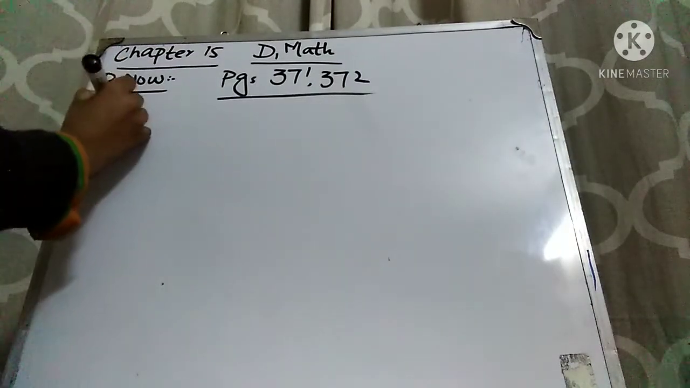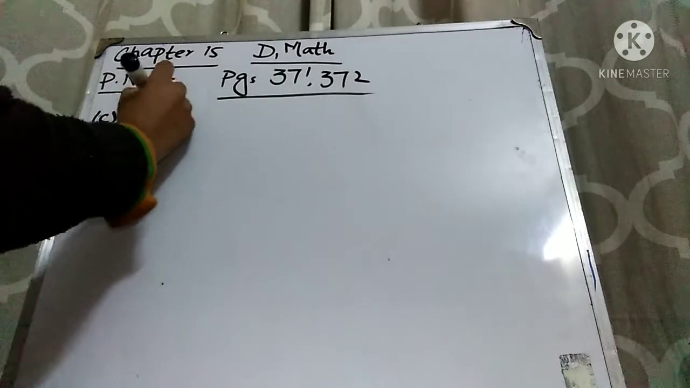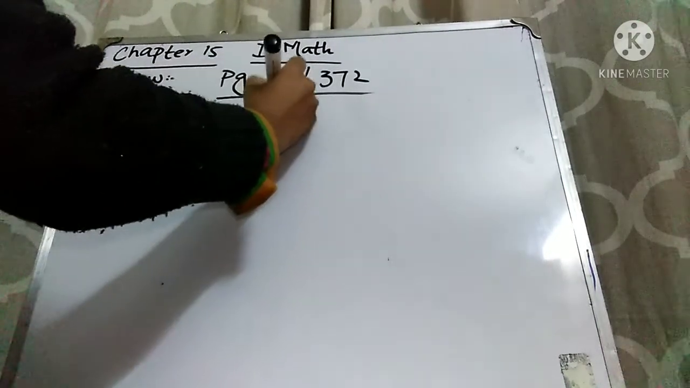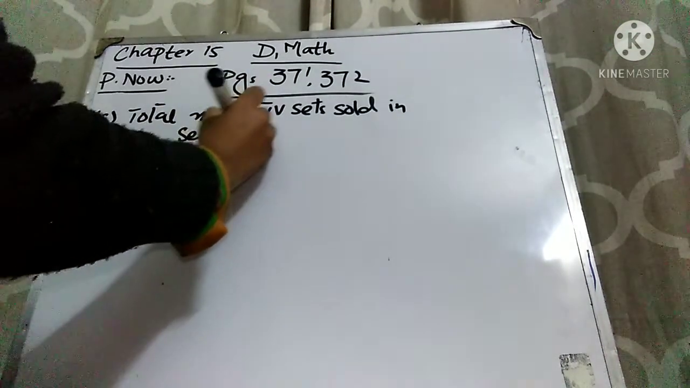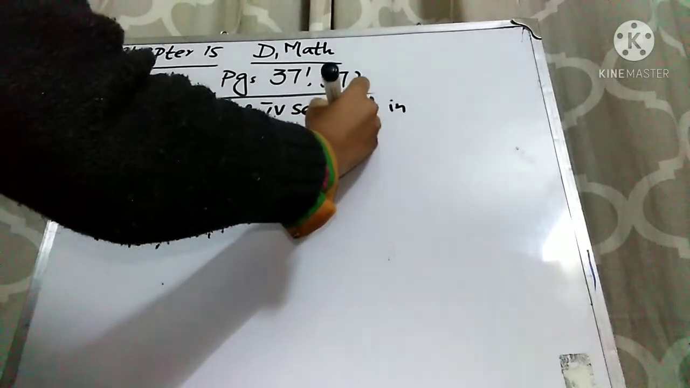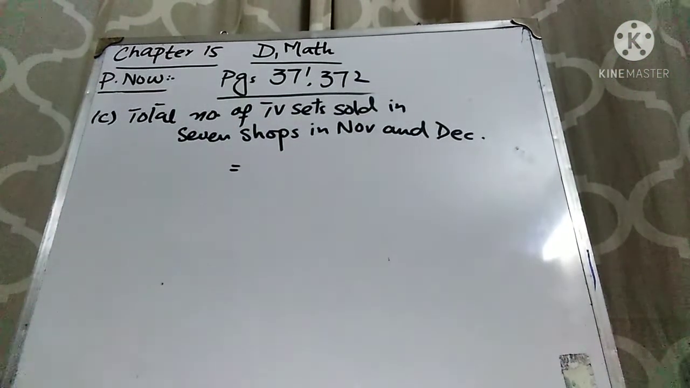Okay students, part C is: express the total number of television sets sold in the salmon shops in November as the percentage of the total number of television sets sold in the salmon shops in November and December. We have found the total number of TV sets sold in November and December. We will just add up to get the total number of TV sets sold in the salmon shops in November and December.